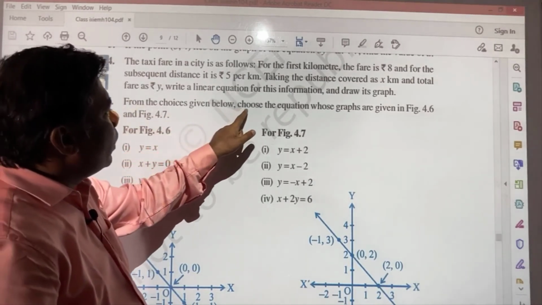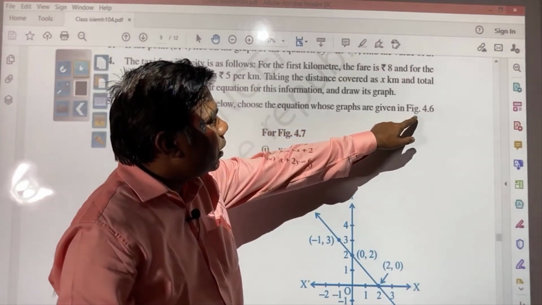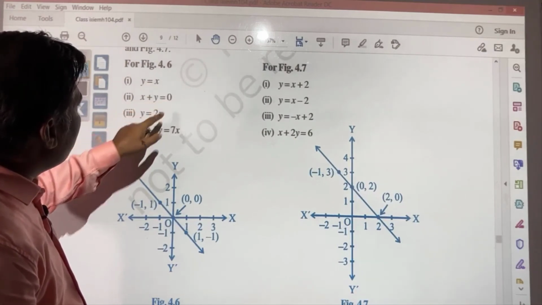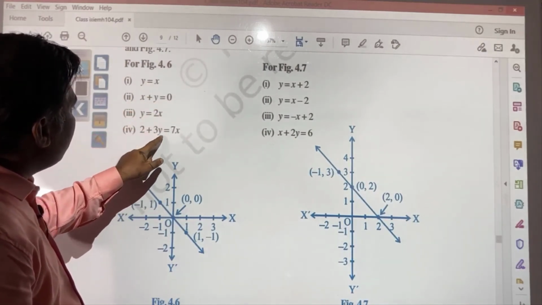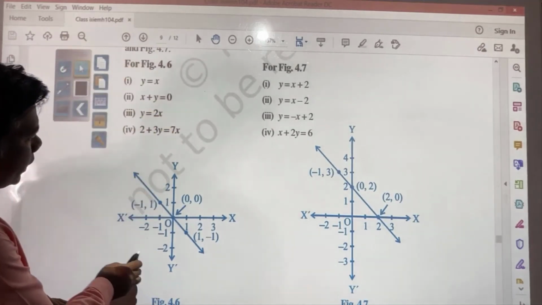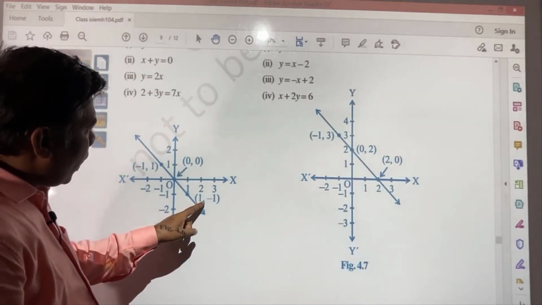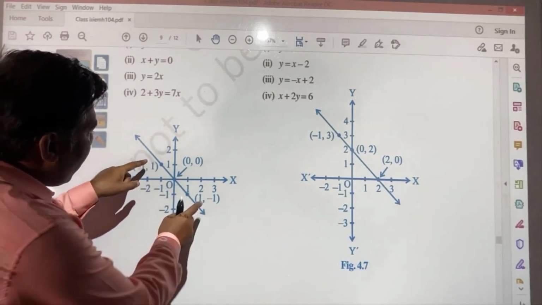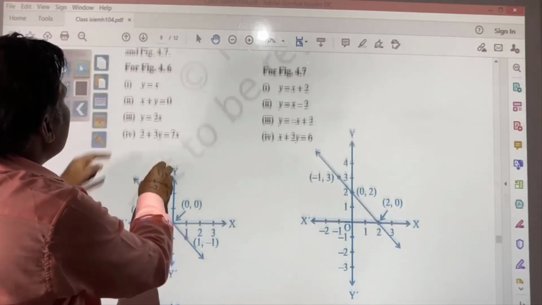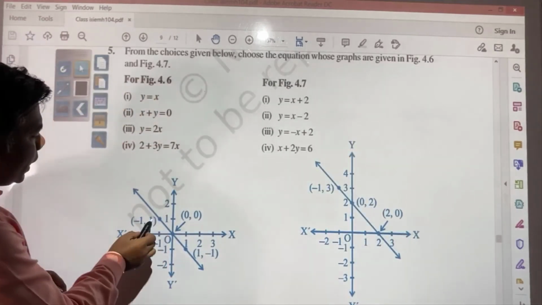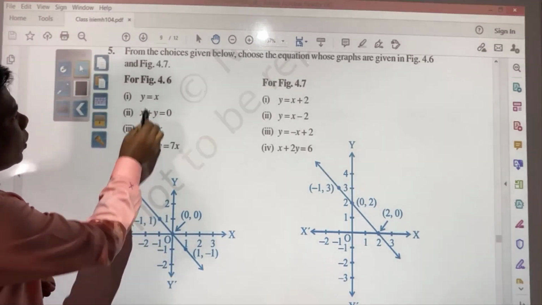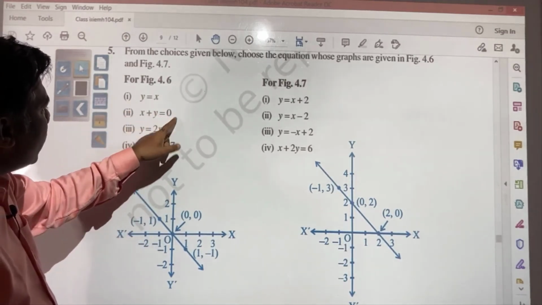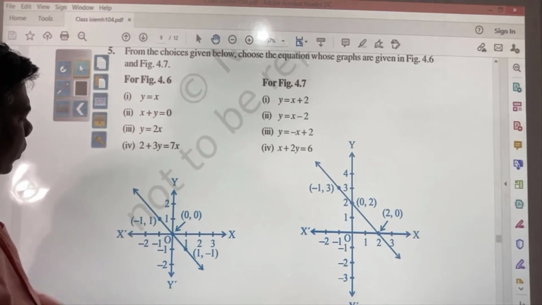From the choices given below, choose the equation whose graphs are given in figure 4.6 and figure 4.7. y is equal to x, x plus y is equal to 0, y is equal to 2x, 2 plus 3y is equal to 7. How will you find out? Just you see, your coordinates have been given 1, minus 1, and here minus 1 and 1. So you need to form an equation similar to these. So you need to see which equation will be equal to among these: y is equal to x, or x plus y is equal to 0, or y is equal to 2x.